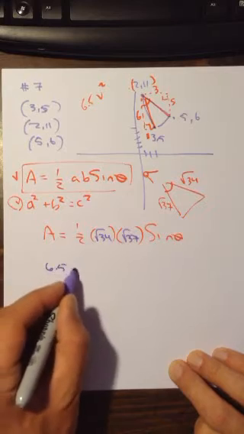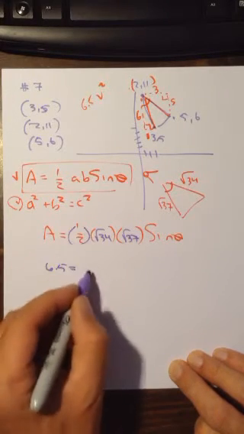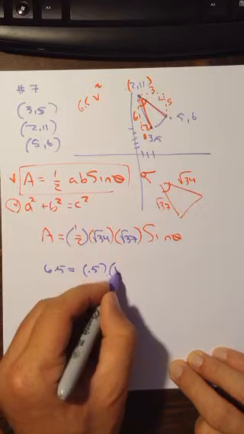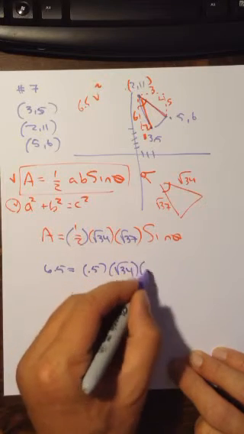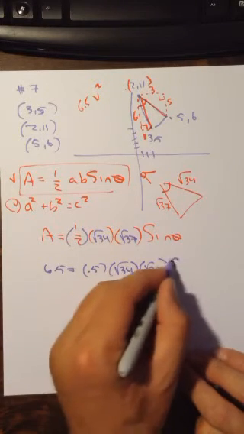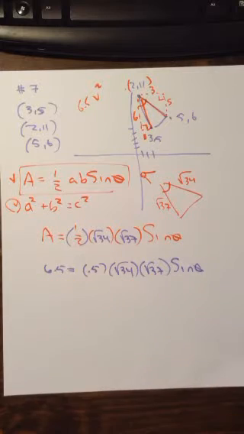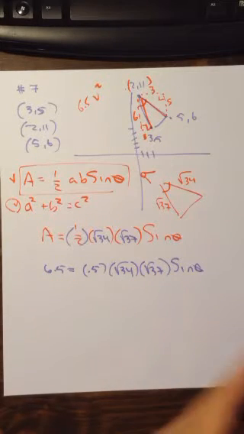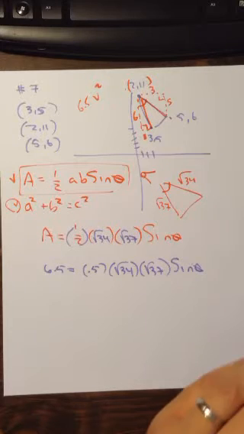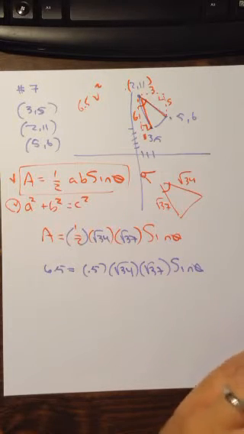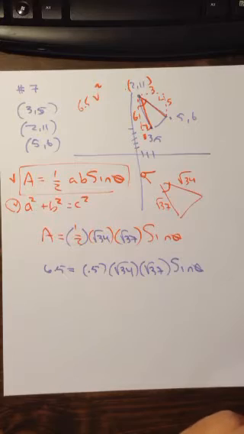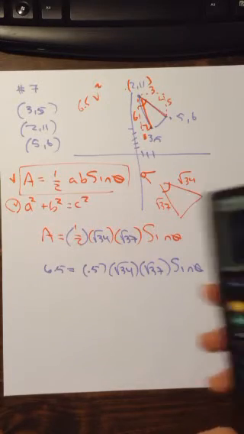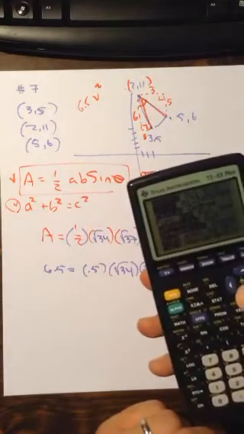Now I have 6.5 equals 1/2. I'm going to write it as 0.5. I'm going to say root 34. I'm going to say root 37 times the sine of theta. Now when I do this, I'm going to actually do it out right now myself. I'm going to walk you through it, but just put it on pause when you're doing it if you have a hard time. Okay? I'm definitely checking mode and make sure I'm in degree mode. And I'm glad I checked because I was not.